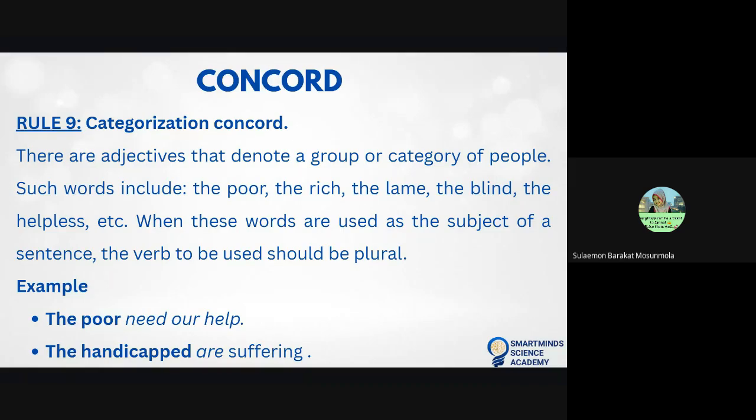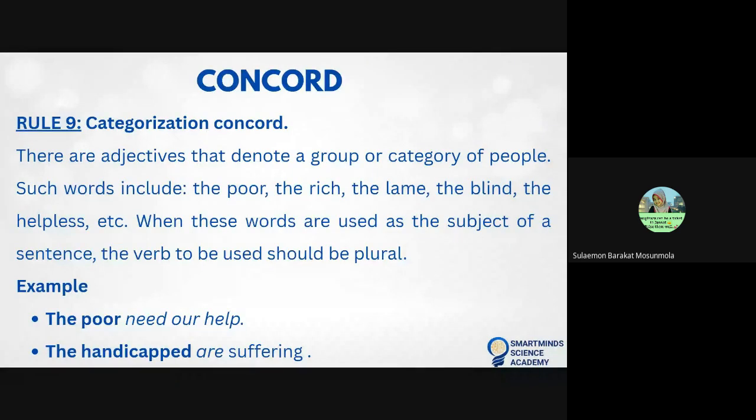So when you have words like this, the poor, the rich, the lame, the blind, the helpless, the young, the old, like that, the wealthy, the sick. So when you have words like this, you should use a plural verb with them.